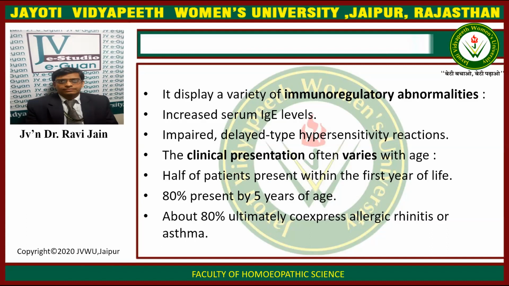The clinical presentation often varies with age. Half of the patients present within the first year of life, and 80% of cases develop atopic dermatitis by the 5th year of age. About 80% ultimately co-express allergic rhinitis or asthma. So in most of the cases who develop atopic dermatitis, there is co-expression of allergic rhinitis and asthma.